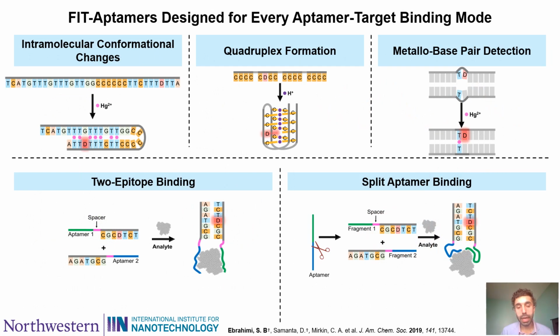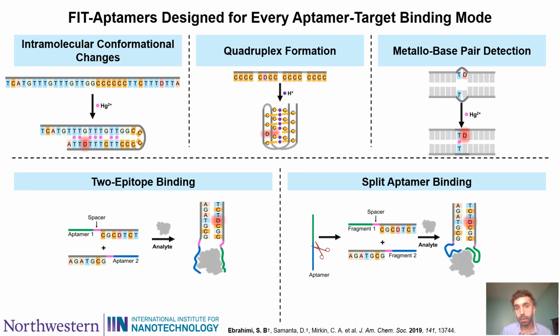What I'll say is that we were able to show that we can interface this FIT strategy with every aptamer target binding mode in the literature. In other words, presence of a target may lead to intramolecular conformational changes in aptamers. It may lead to 2-epitope binding, or it may lead to split aptamer binding. And across all of these different contexts, we're able to show that we can detect clinically relevant targets, markers of cancer, stress, thrombosis, and heavy metal poisoning.